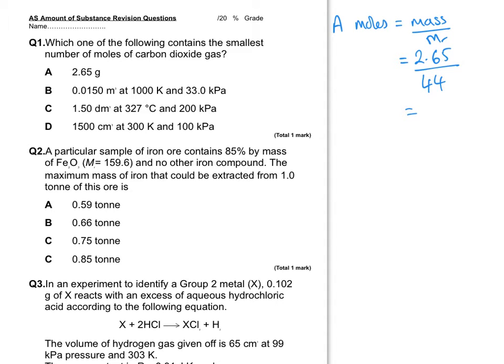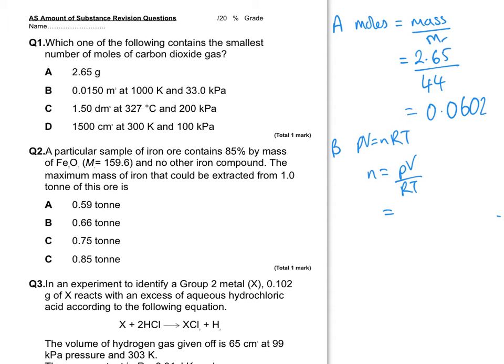So that gives us an answer of 0.0602 moles. For B, we're going to use the ideal gas equation, which is PV equals nRT. We want to rearrange it for moles, which is n, so that's going to be PV over RT.